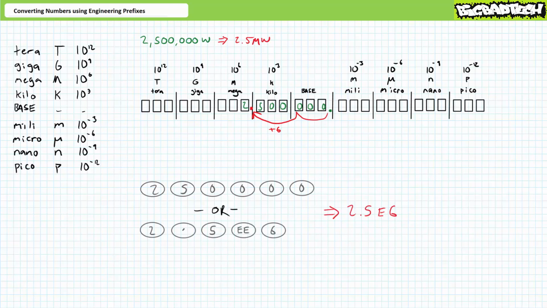Option 2. Type the coefficient, in this case 2.5, press EE, then tell the calculator to which power of 10 you wish to raise it to, in this case 6. Either method yields 2.5 E6, or 2.5 times 10 to the 6, or 2.5 times a million, or 2,500,000 watts, more appropriately expressed as 2.5 megawatts in the proper engineering format.